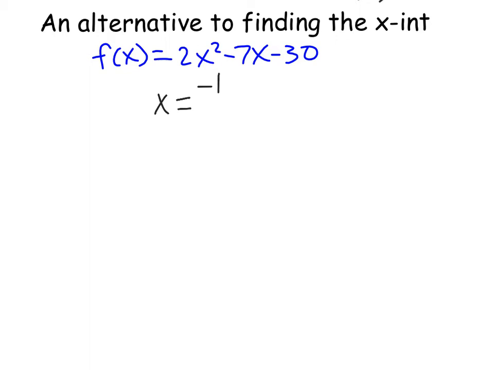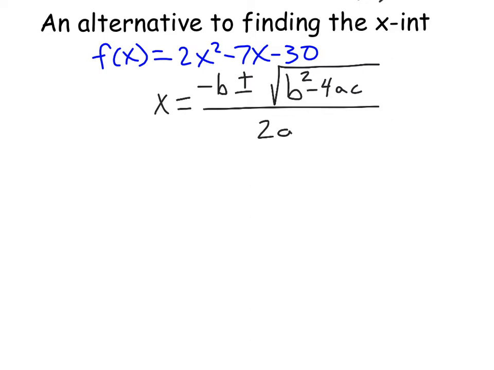I'm sure you've seen it many times. If you're looking for x-intercepts, or what we call zeros, and factoring isn't working, use the quadratic formula. All you have to know is a, b, and c. It works perfectly if you're in standard form.